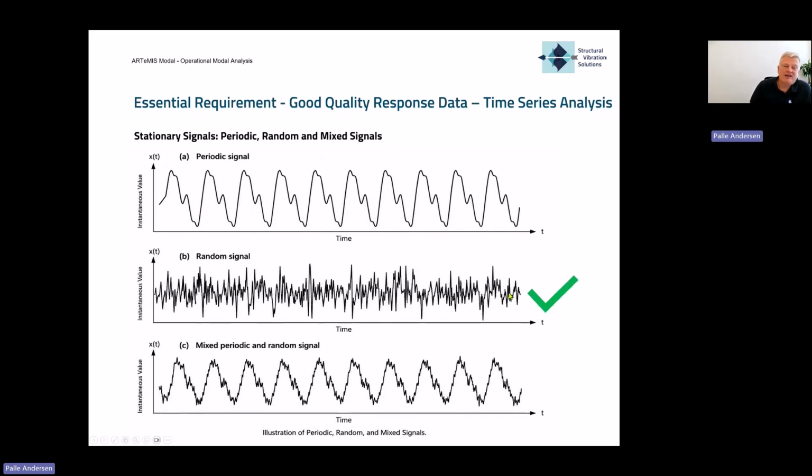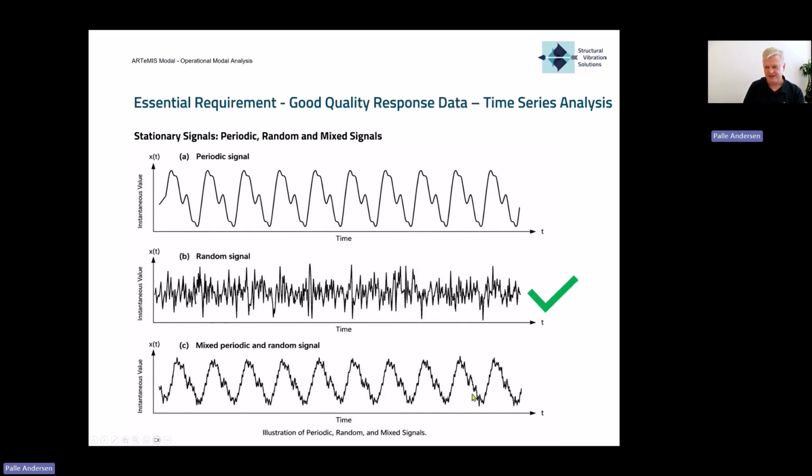You can also have it mixed with things that we really don't like, periodic signals, for example. This can come from different things, but for example a sinusoidal vibration that is forcing the structure at the same time. This is one of the unwanted things, and it just repeats itself over and over again. This is a periodic signal. And of course, you can also have it mixed with a random signal, so you get something looking like this. But we should try to aim for this.